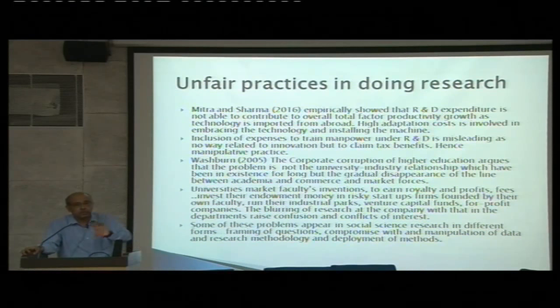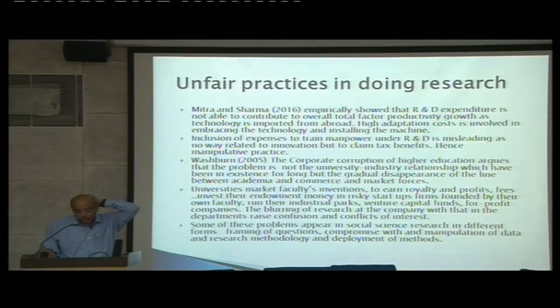What they do is include the manpower under the item that is actually meant for innovation. So it is very easy to inflate the expenditure by including manpower expenses, which is not actually innovation, but they get the tax benefit. So this is an unfair practice, they are saying. And the studies indicate that since the technology is largely imported from abroad, there is a lot of cost involved in installation of the machine and absorption of the technology, but these expenditures are not helping the industry other than for the tax benefit.